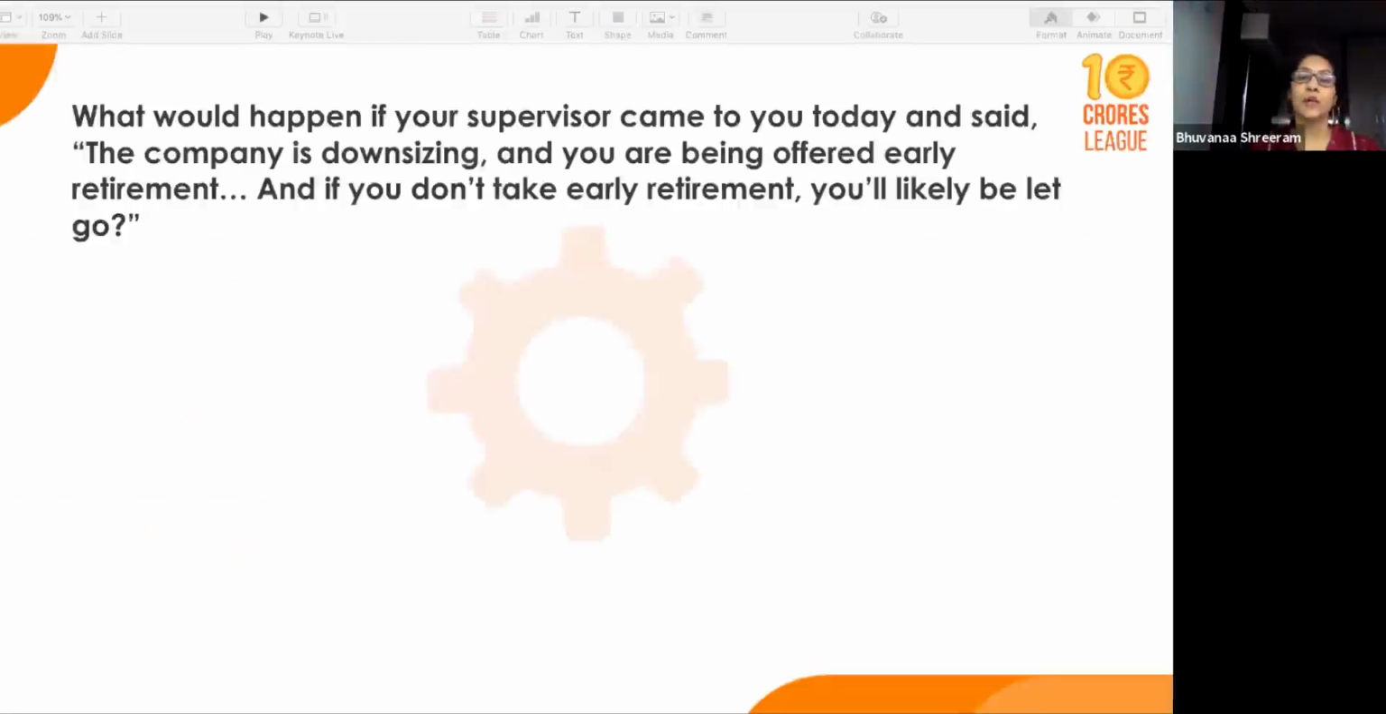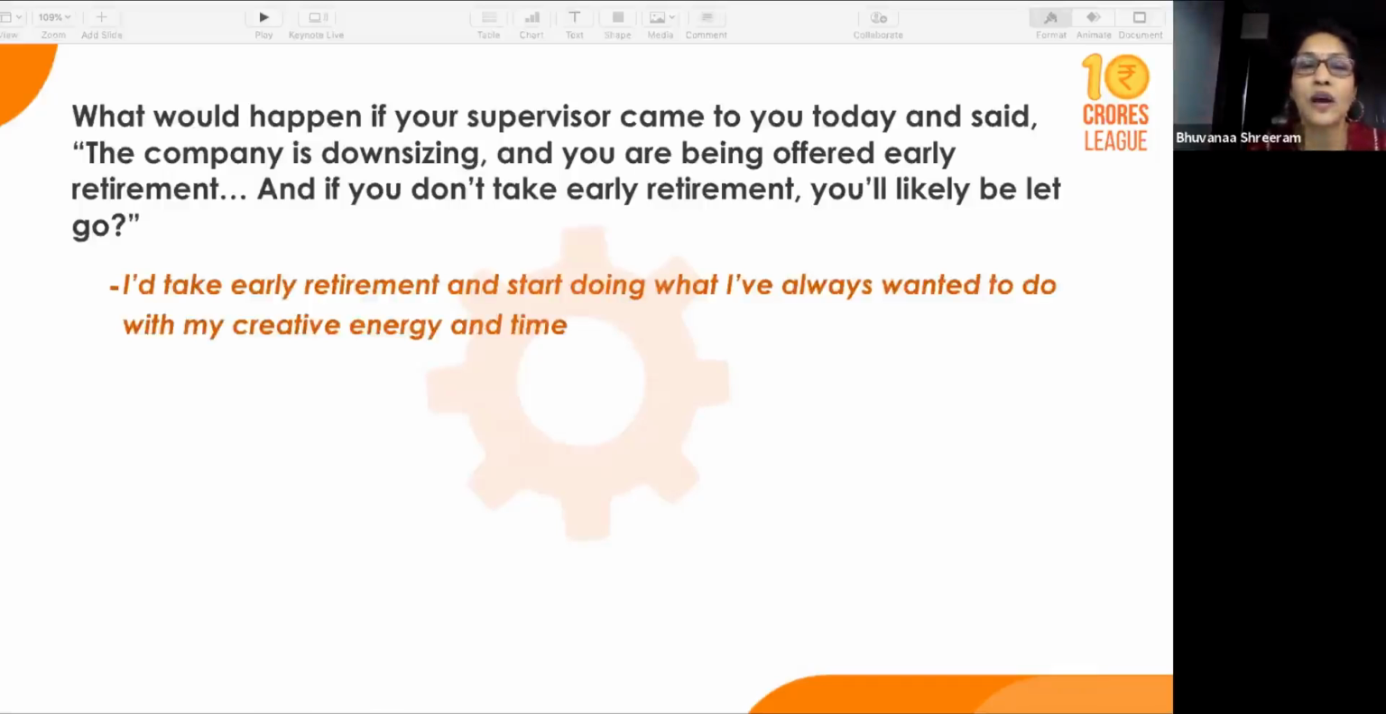Understand dependencies. Now I'm going to give you some scenarios and tell me which of these scenarios are true to you. Okay, we're not talking about what you would like it to be. We're talking about which of these scenarios are real to you. What would happen if your supervisor came to you today and said the company is downsizing and you're being offered early retirement, and if you don't take early retirement, you're likely to be let go. Now, which of these scenarios are true?